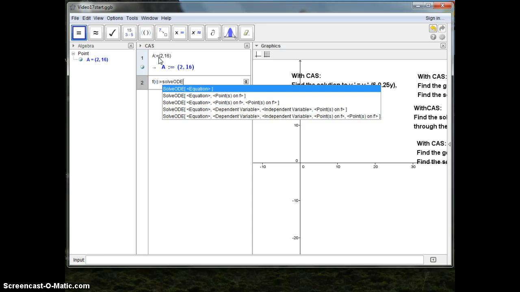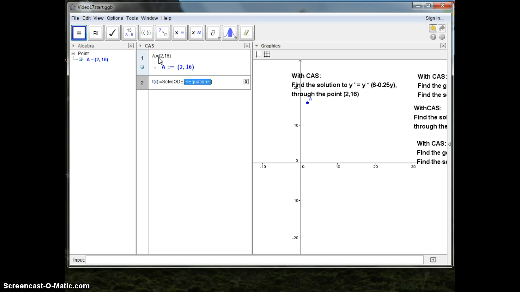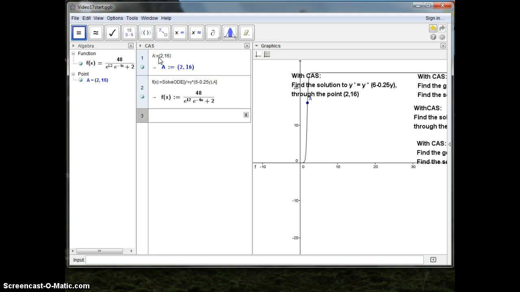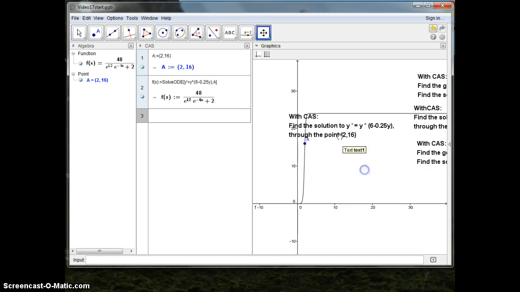Doesn't matter which one of the possibilities below I take. Here I can write down anyhow the equation y mark equals y times 6 minus 0.25y, and then I could put down the comma myself, and the point it should go through, and there it is. And I can see what I get, a very nice function.